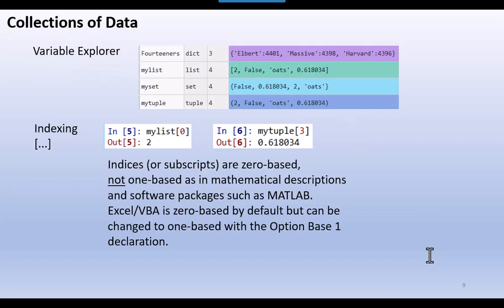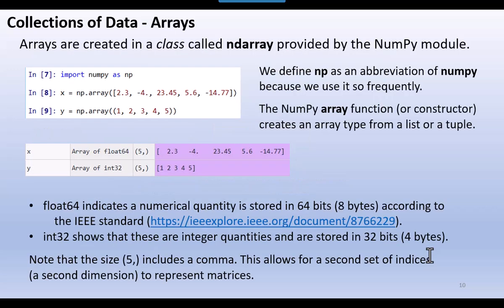And let's summarize that on a slide. So you can see our import and then our assignments here. And you can create an array from either a list or a tuple. And then this is how it's denoted in the variable explorer. And float 64 indicates that it's stored in 64 bits, 8 bytes, according to an IEEE standard layout of the bits. And you may have been exposed to that in the past somewhere, but I provide an internet reference here for it. And then int 32 is as shown. And I have the same comment here about the 5 comma, in that it allows for a second set of indices, a second dimension to essentially represent matrices.